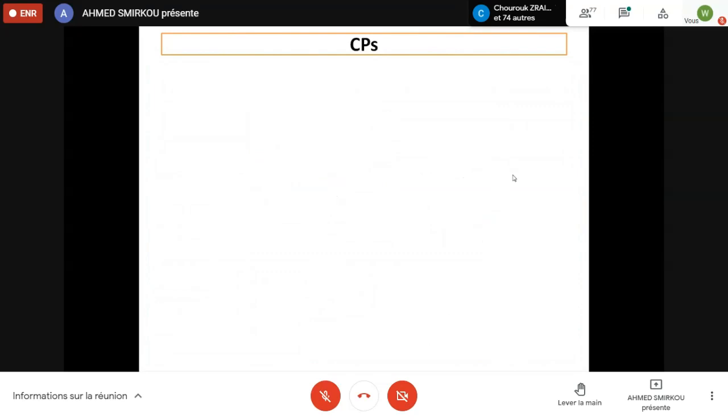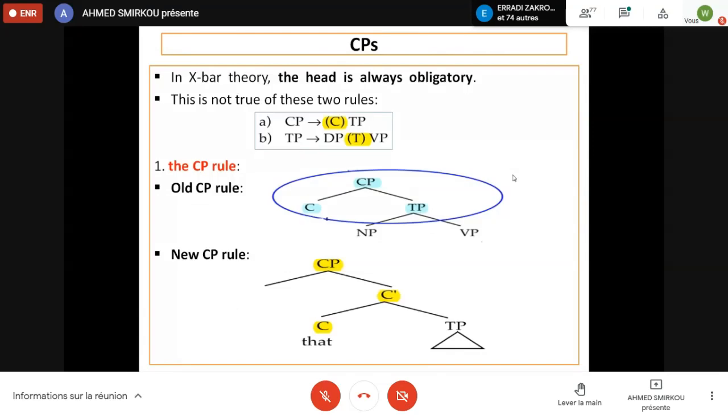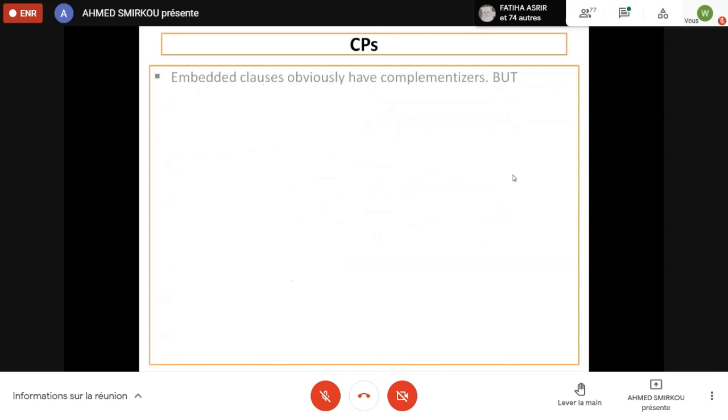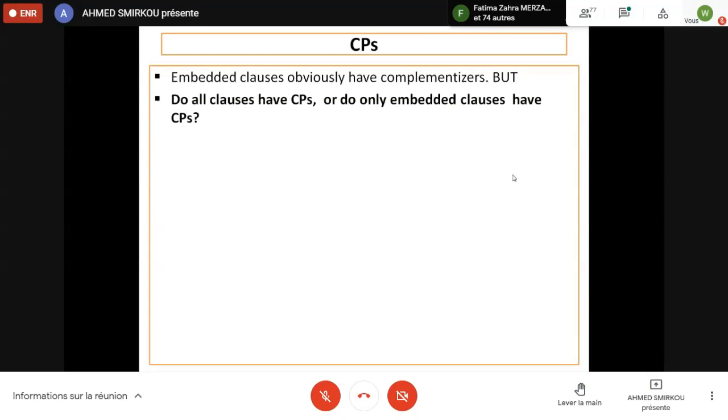Do we have complementizers in English? Yes. We have complementizers in embedded clauses, okay? Embedded clauses obviously have complementizers. For example, I think that you're nice. So that you're nice is an embedded clause. So we have complementizers in embedded clauses. Okay, but do all clauses have CPs or do only embedded clauses have CPs? For example, he traveled yesterday. Do we have a complementizer here? Of course, there is no complementizer. There is no that, whether it is realized or not.